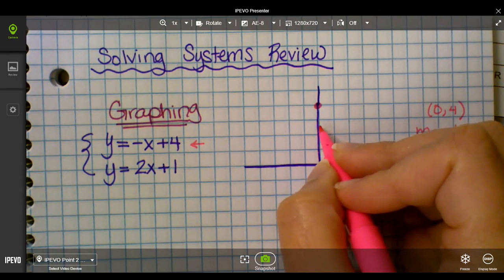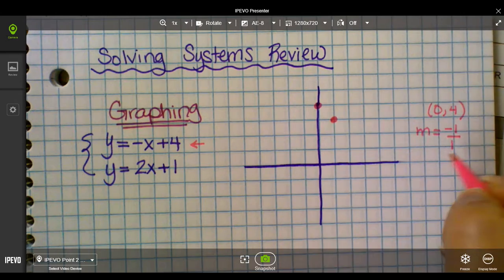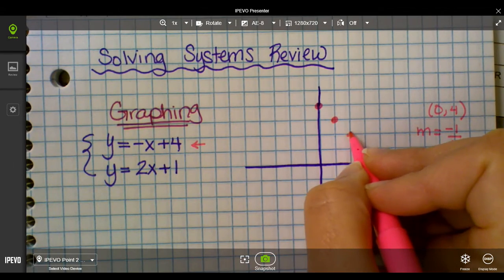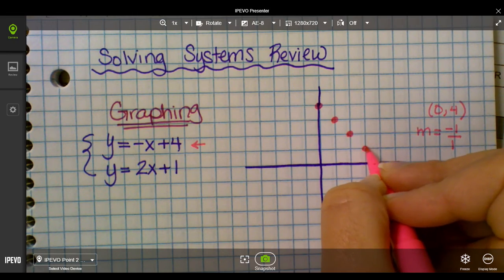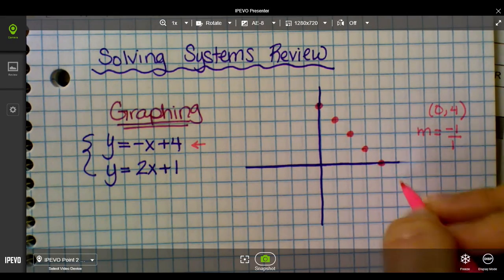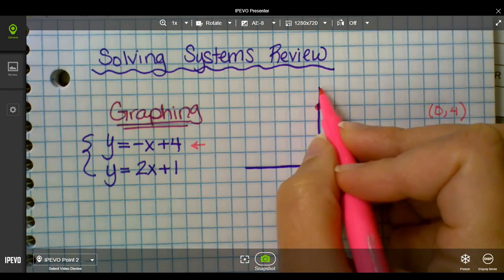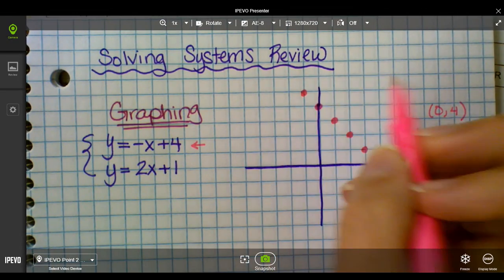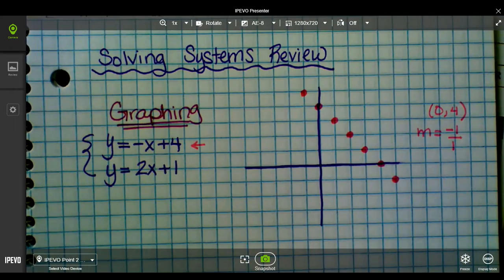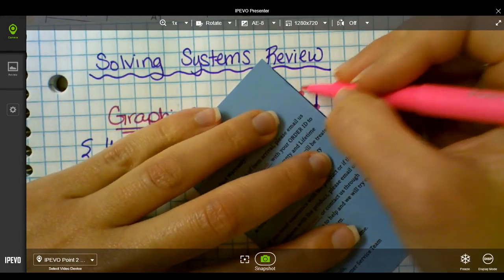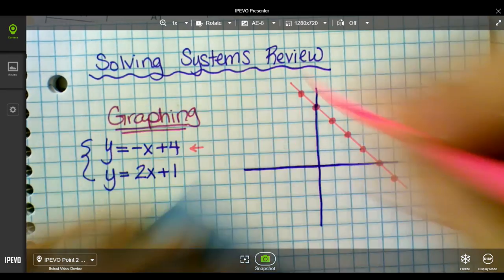So that means you're going to go down 1 and to the right 1. The negative always means you're going down. You always go to the right at first for your denominator. So down 1, to the right 1. And I don't really know where they're going to cross yet, so I'm just going to keep on going as long as I can. And then if you wanted to, you can also go up 1 and to the left 1 once you went all the way the other way. Then you're just going to draw this line with whatever straight edge you got lying around.